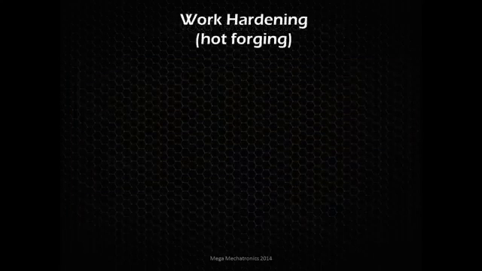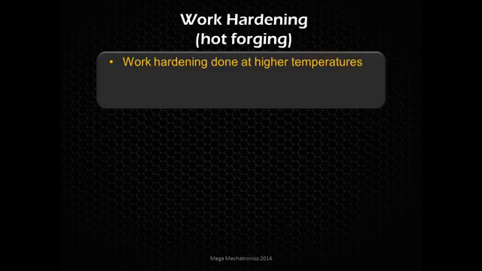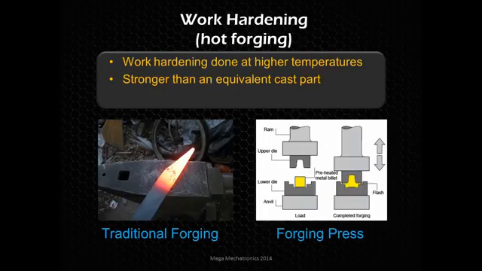More work hardening, hot forging. This is like cold working, but it's done at higher temperatures, and it's going to give you different characteristics. It's typically stronger than an equivalent cast part. If you're making a part by a casting process, this gives it totally different characteristics. So here's traditional forging. We're making a sword, the guy's hammering it. And then here's a forging press, where you put a preheated metal billet in there so it's red hot, and then you go down and you smash it. Because it's at a higher temperature, it is much more ductile and workable.